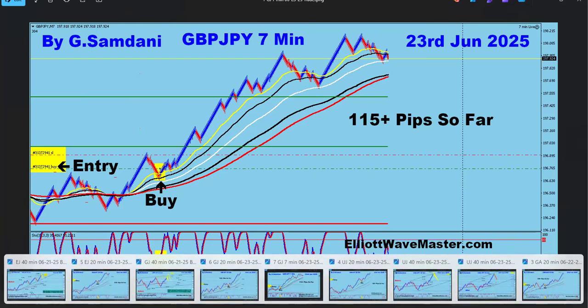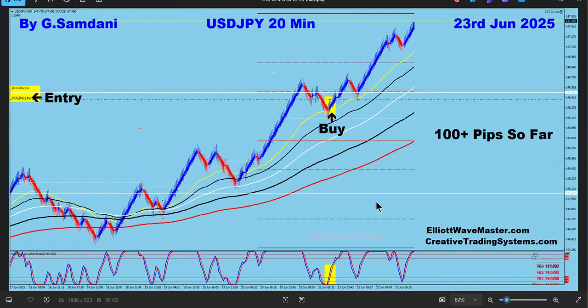Similarly, I made the USD Yen chart, but somehow I lost the before chart. I don't know where it is, I can't find it, but I had the long trade on USD Yen as well. And you can see here that this is the entry, 100 pip to the upside.